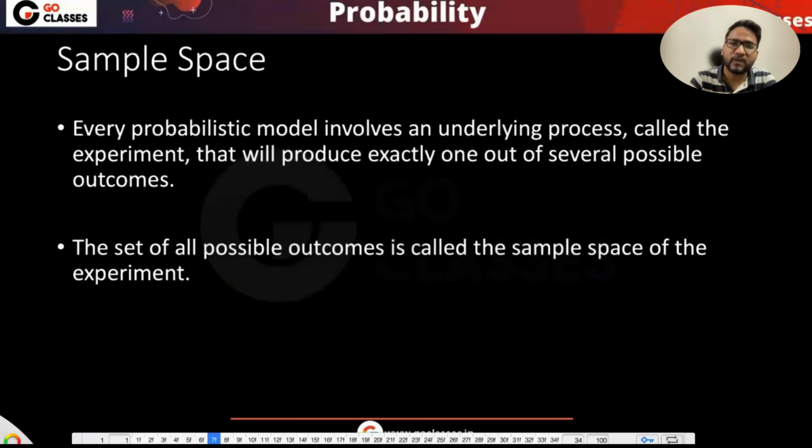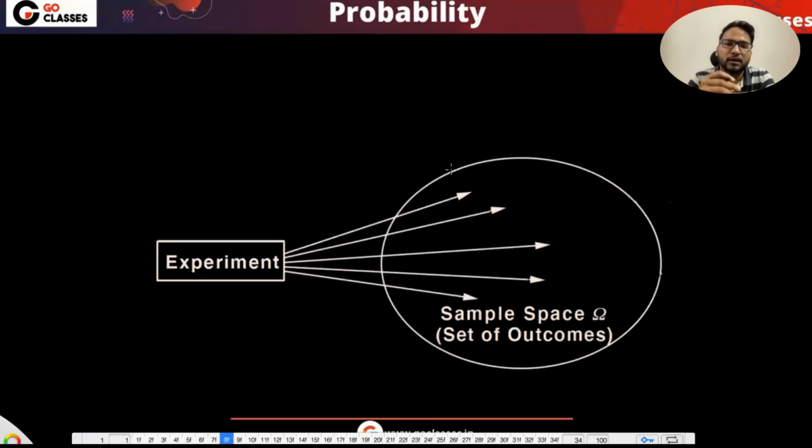Now let me define a few terms that we will be using here and there. First is sample space. What we do is basically perform an experiment, and out of that experiment there might be multiple outputs. Every probabilistic model involves an underlying process called the experiment that will produce exactly one out of several outcomes. Let me just show you how. Suppose you are performing some experiment, and out of this experiment there are many outputs that are possible. One is this, one is this, one is this.